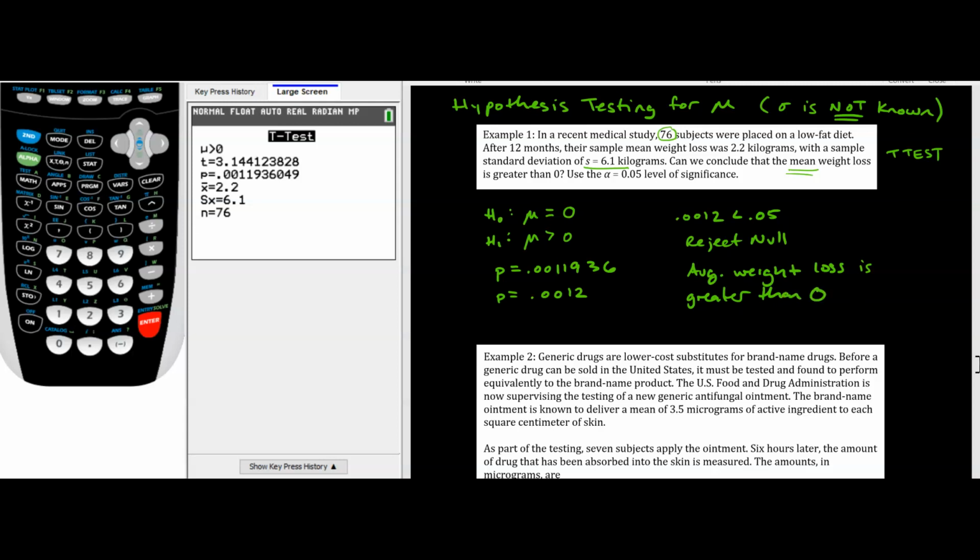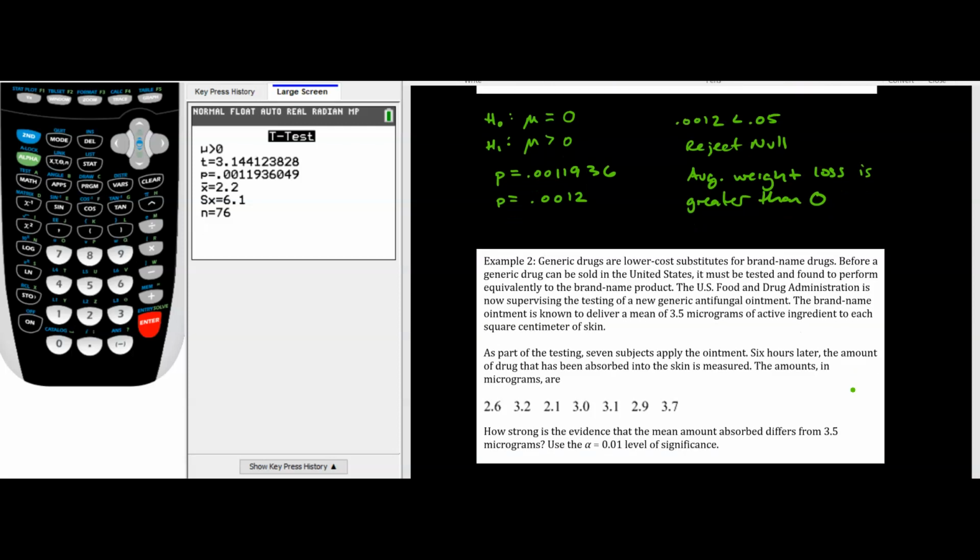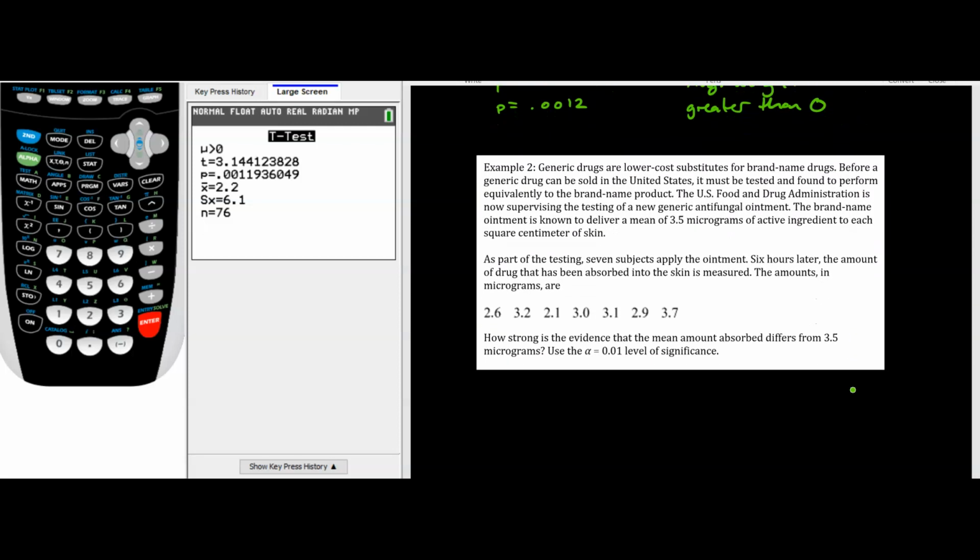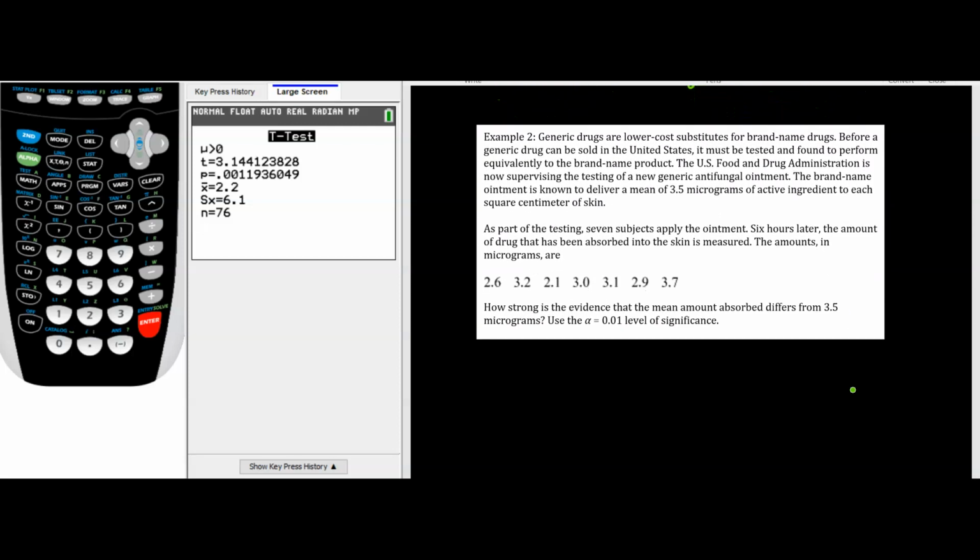Okay, let's take a look at example 2 now. Example 2 says, generic drugs are lower cost substitutes for brand name drugs. Before a generic can be sold in the U.S., it must be tested and found to perform equivalently to the brand name product. The U.S. FDA is now supervising the testing of a new generic antifungal ointment. The brand name ointment is known to deliver a mean of 3.5 micrograms of active ingredient to each square centimeter of skin. As part of testing, 7 subjects apply the ointment.